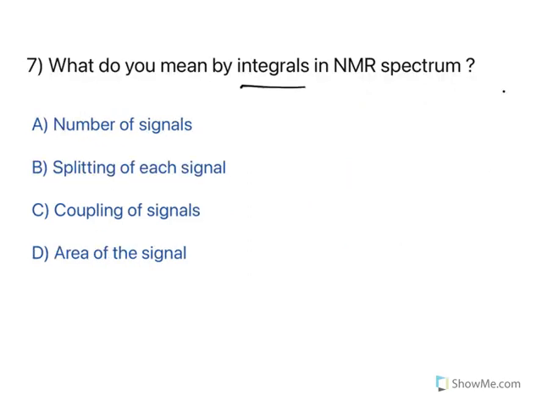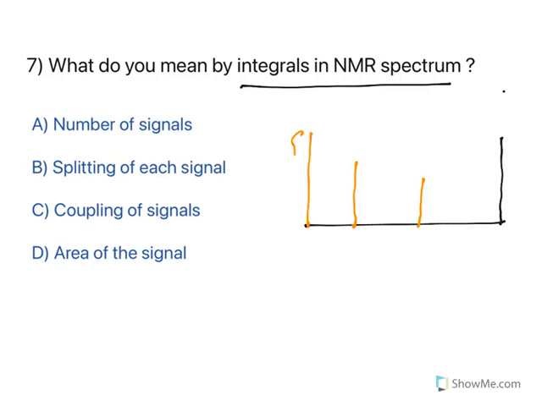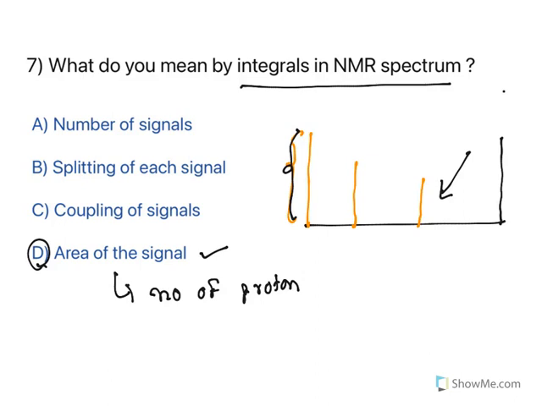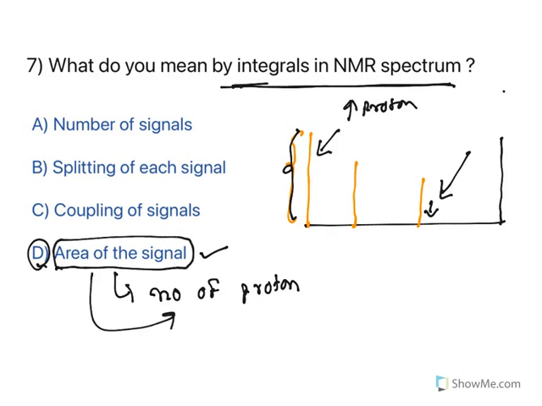Now, what do you mean by integrals in an NMR spectrum? When you see the NMR spectra, a TMS signal will be there and different protons will have this kind of integration. You see these heights? These heights are known as integration. That integration will give the area of the signal, and that area of signal will correspond to the number of protons. The signal with the short integral has a lower number of protons, whereas the signal with high area and integration will have a high number of protons. So the question is about what is meant by integrals of an NMR spectrum: it will tell you the area of signal, which corresponds to the number of protons. So option D is correct.